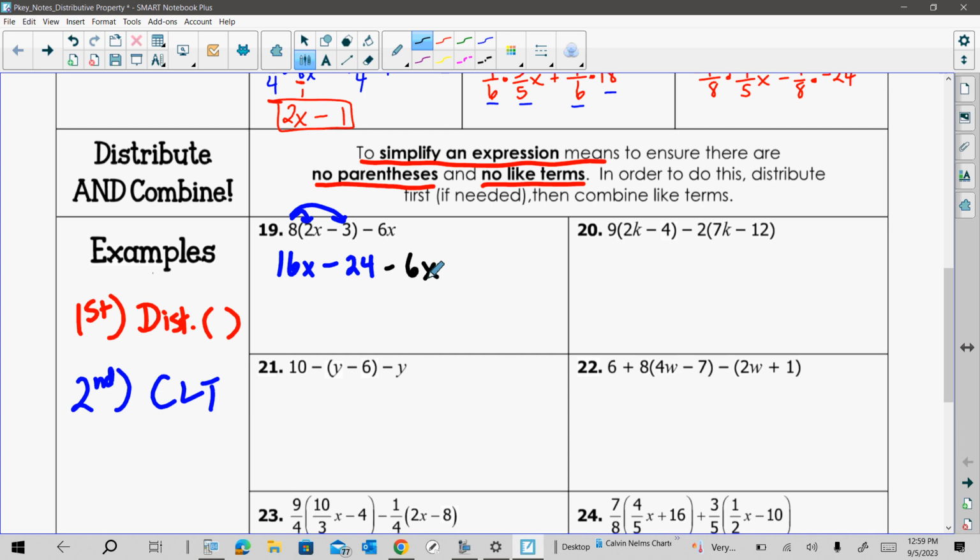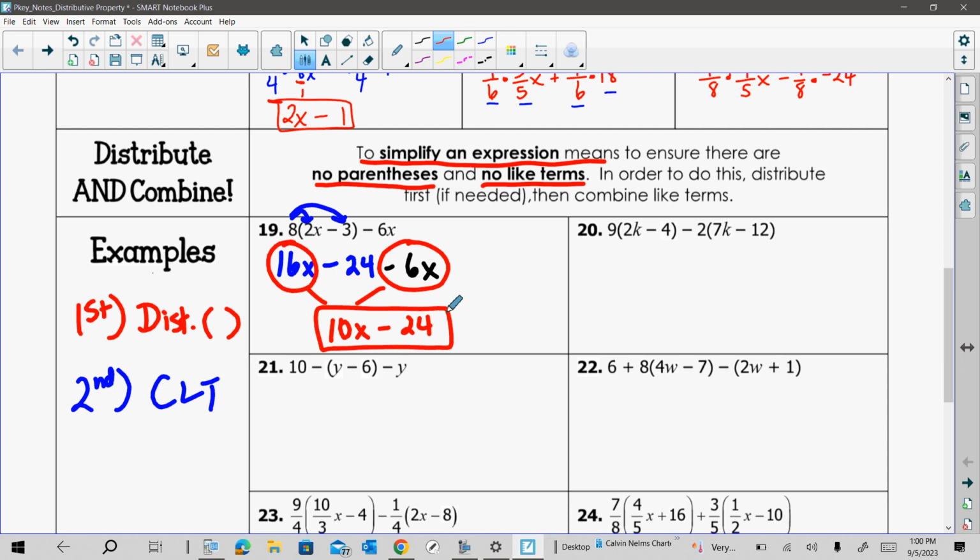Do we have any like terms here? Yes, what are they? 16x and 6x. Don't forget the sign in front; it's not 16 minus 6x. That's the combining. The 16x minus 6x becomes what? So this would be 10x minus 24. This is the final answer.